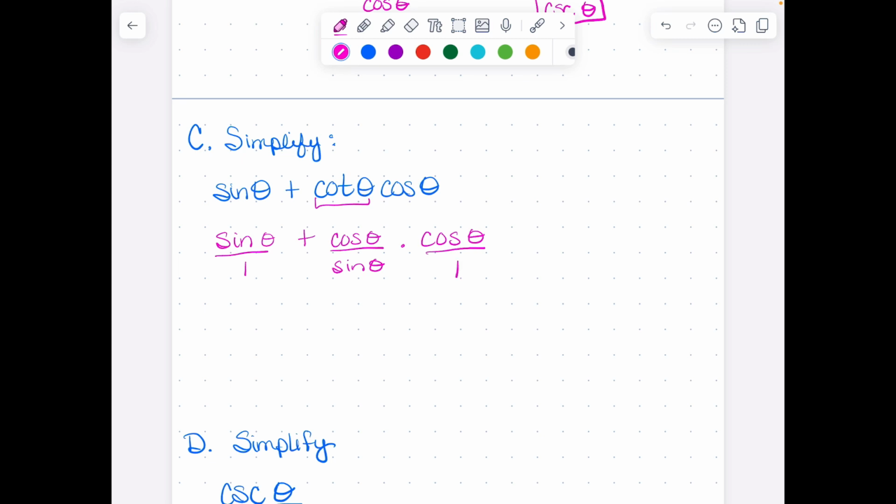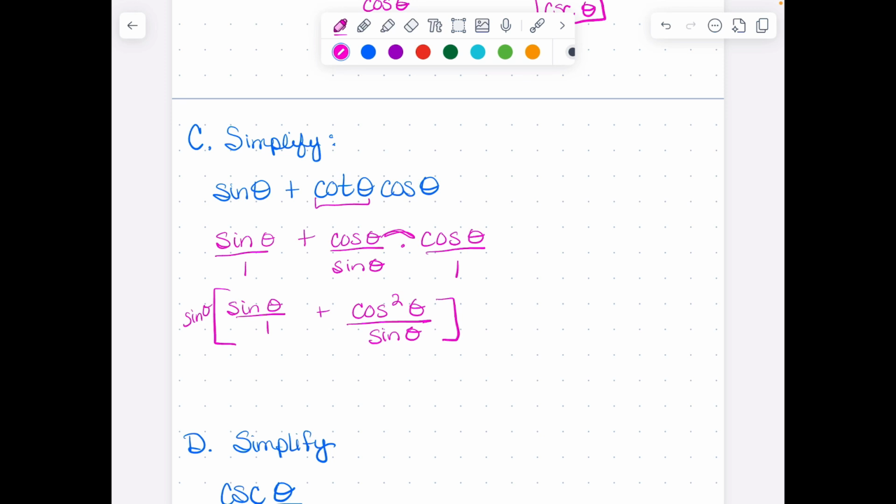So we need common denominators. And right now we're adding here, we don't have common denominators. We could simplify by multiplying over here. So we'll go ahead and do that first. So we have sine theta over 1 plus, and we can multiply these. So cosine will give us cosine squared of theta all over sine of theta. Now we need to add these, but we have to have common denominators. So we're going to multiply all of this by the common denominator to get it to sine of theta.